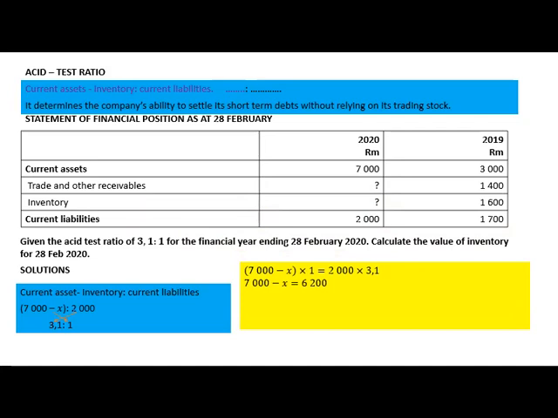And then you manipulate this by transposing 7,000 to the right. You'll end up having 6,200 minus 7,000. That will give you negative 800. And then divide both sides by negative. X will be 800, which is the value of your inventory for 2020. Note that everything here is in millions, so it'll be 800 million.